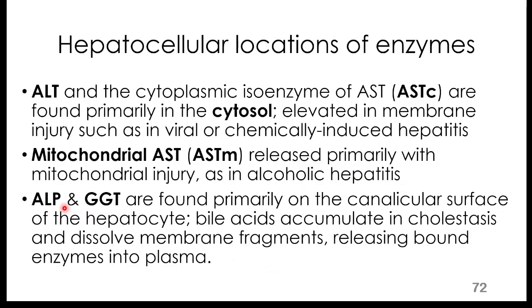Now, alkaline phosphatase and gamma glutamyl transferase are found on the canalicular surface of the hepatocyte, and so their elevations suggest obstruction to the flow of bile. Remember, we refer to two surfaces of the hepatocyte, the canalicular and the sinusoidal. All right, so elevation of these two suggests cholestasis.